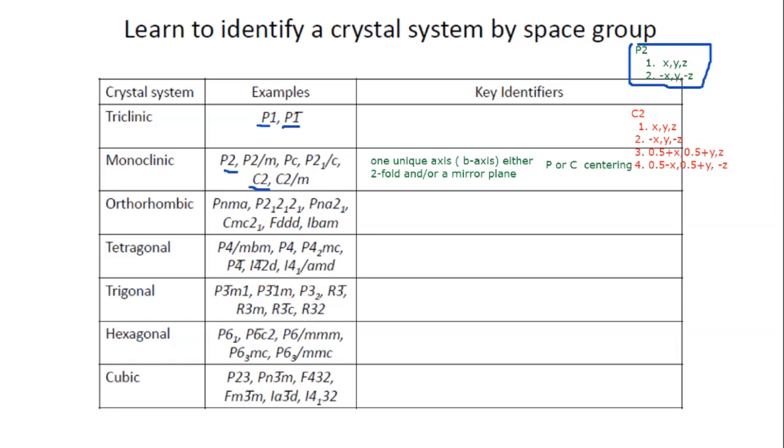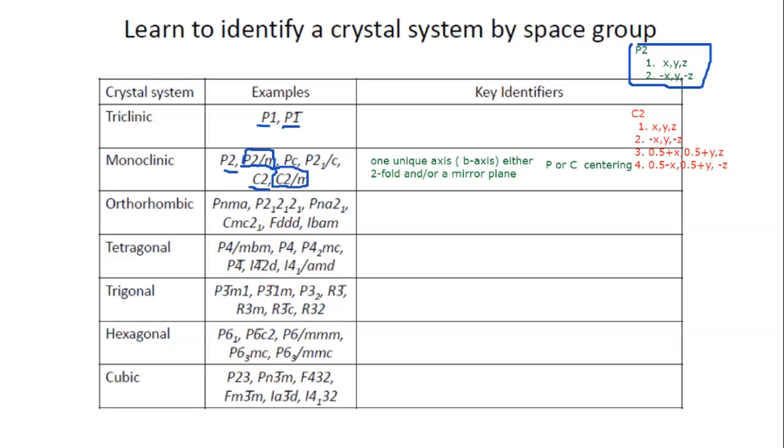So for example, P2 upon M, which is shown here, is primitive. It has 4 symmetry operators. C2 upon M would have 8 symmetry operators because it's C-centered. It's going to have 2 lattice points. So what you could do is, if you know all the symmetry operators for the primitive form, you just multiply by the number of lattice points that you have to generate all of the symmetry operators.